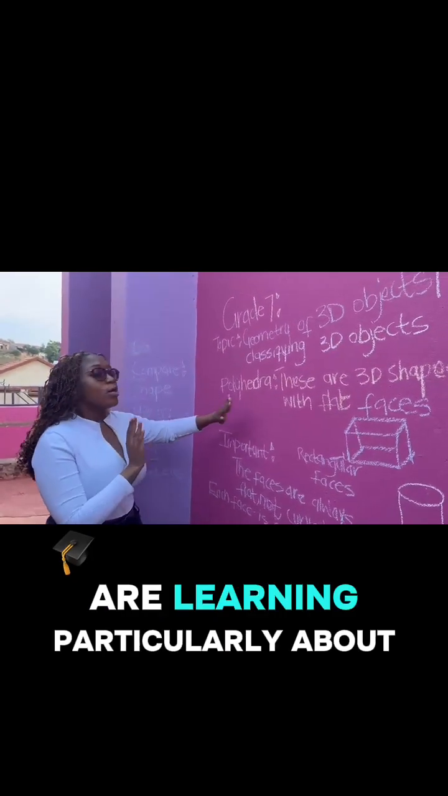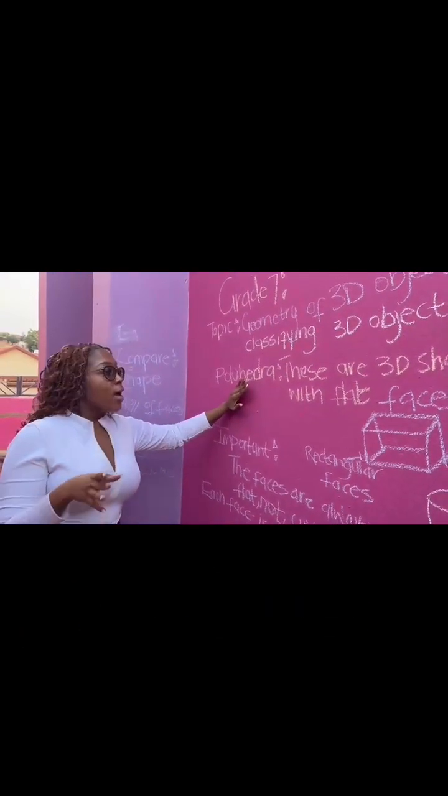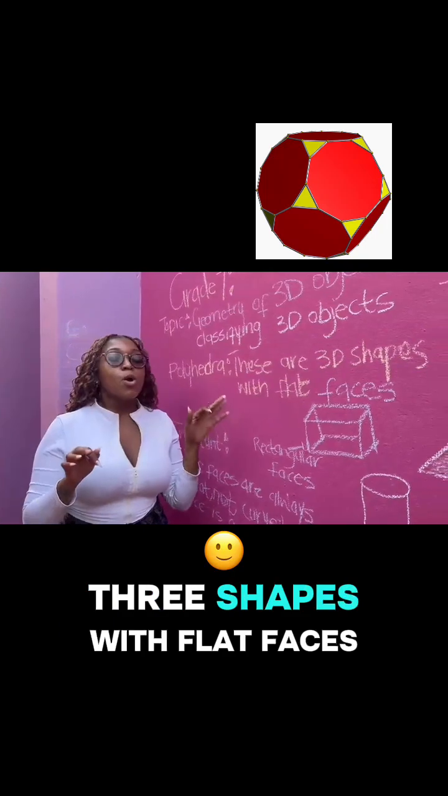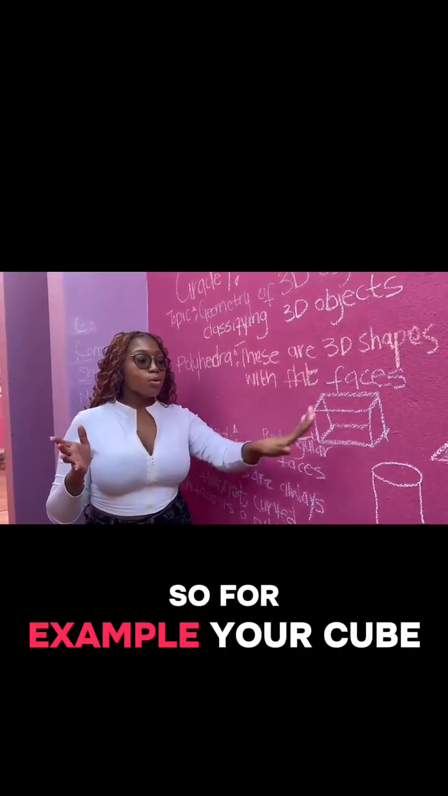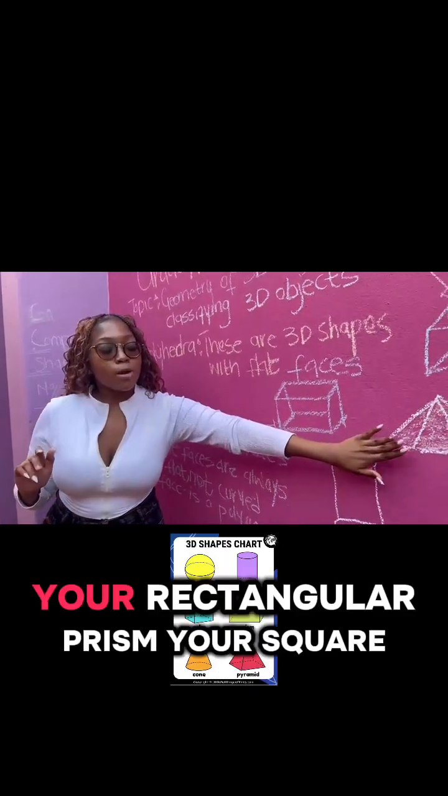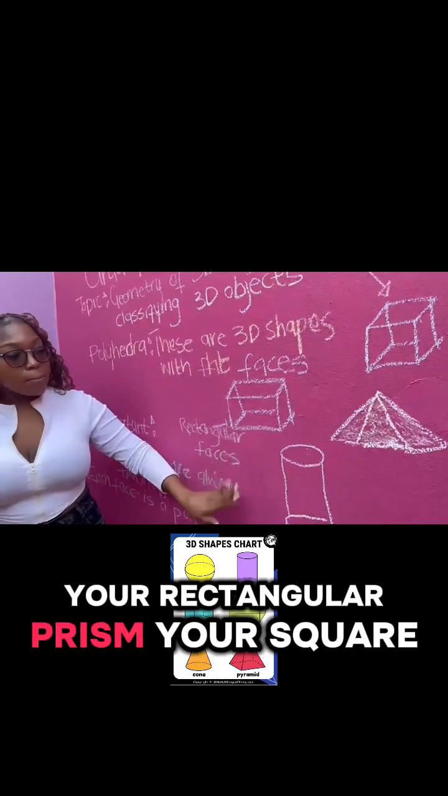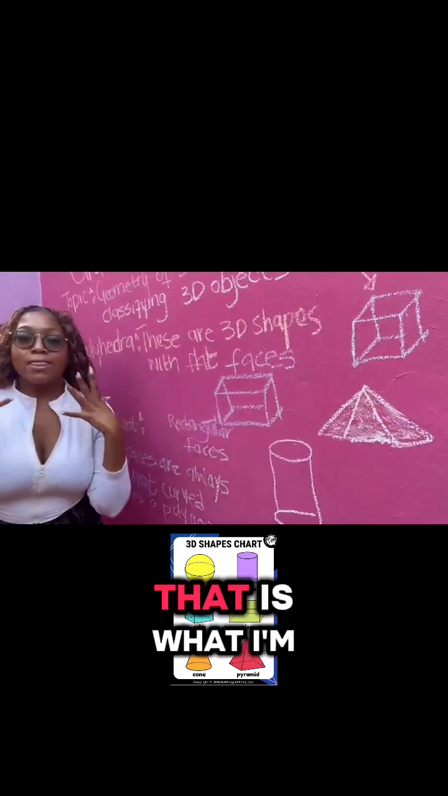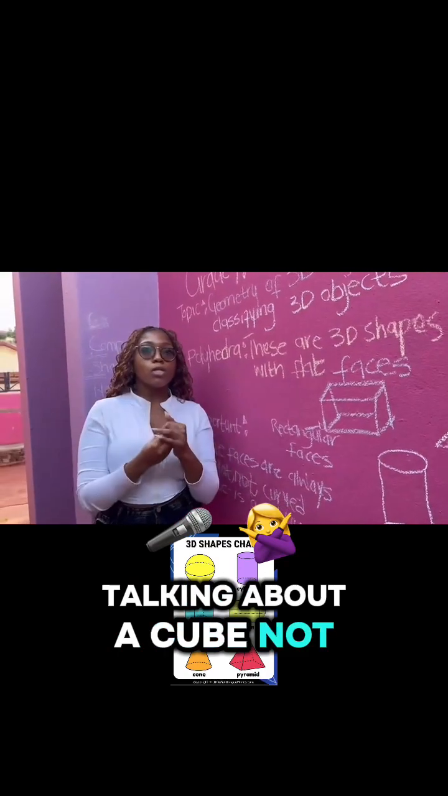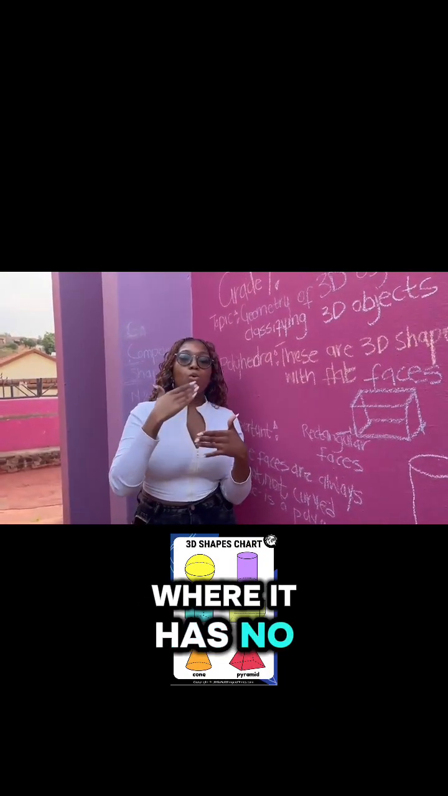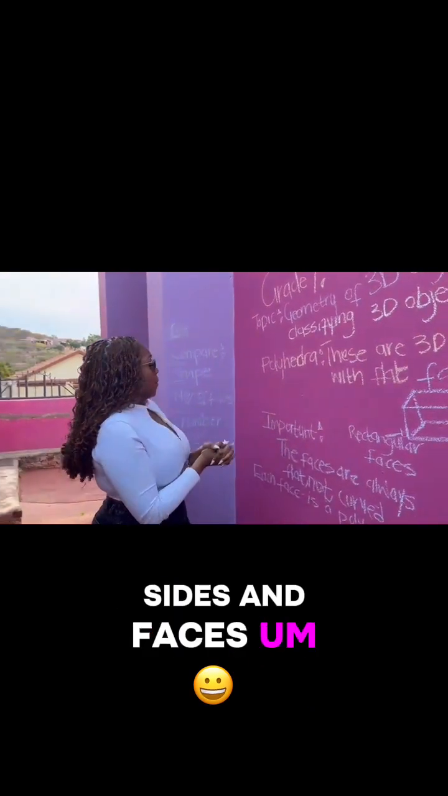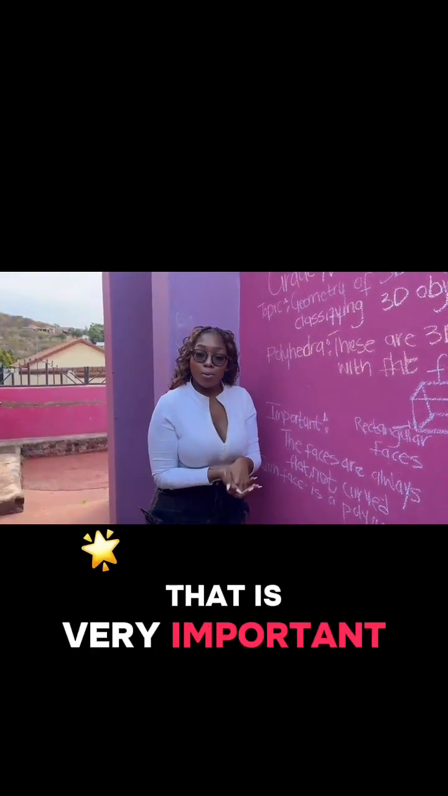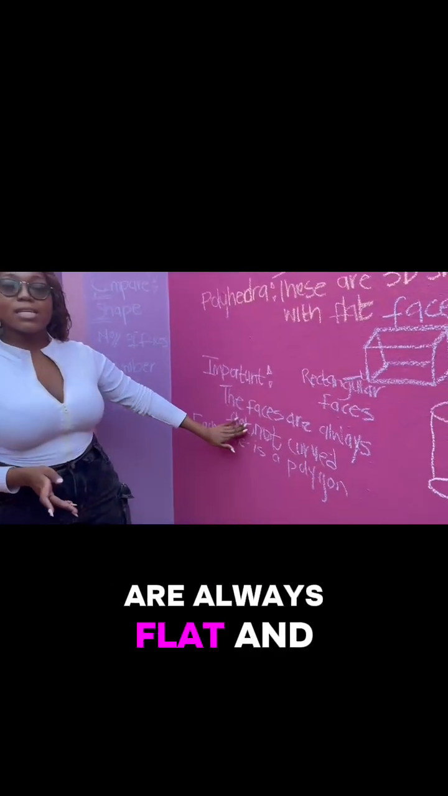So we are learning particularly about polyhedra. Polyhedra are 3D shapes with flat faces. So for example, your cube, your rectangular prism, that is what I'm talking about. A cube is not a 2D shape. What you need to know, which is very important, is that the faces are always flat and not curved.